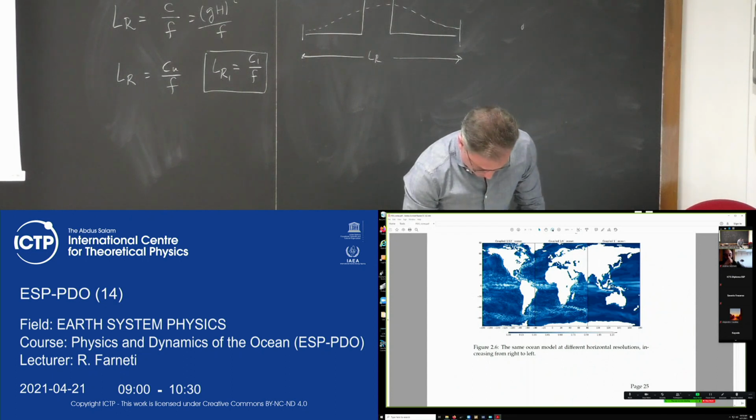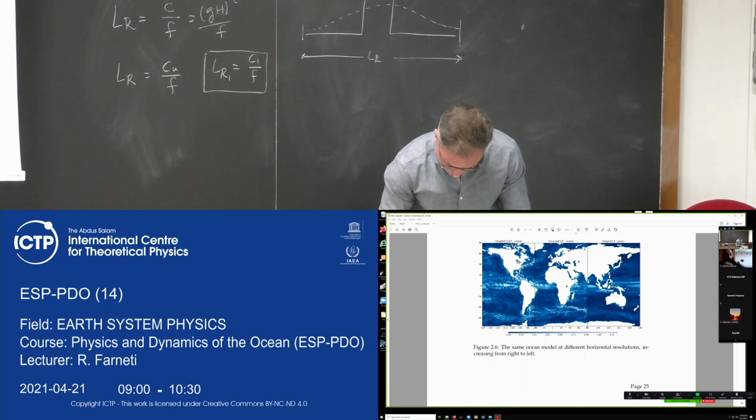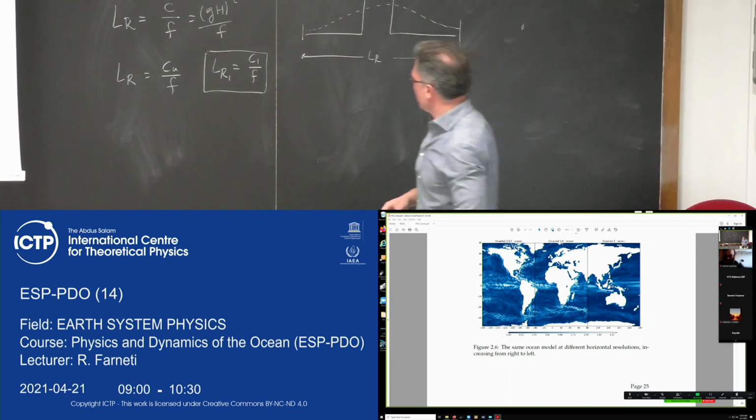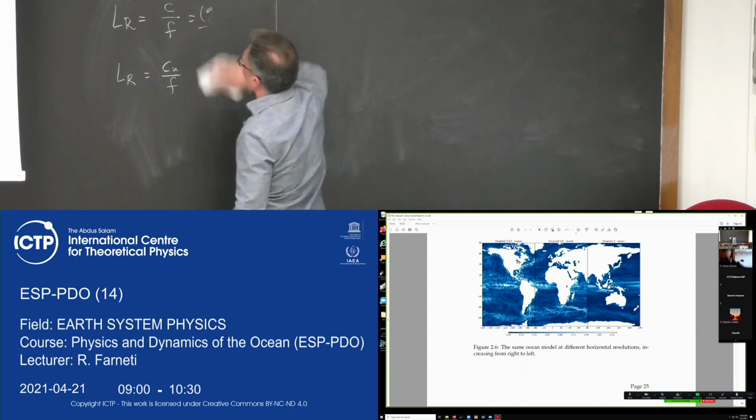So that's why the Rossby radius of deformation is important. Okay. So now let's finish with the other concept that I want to introduce, which is the beta plane.